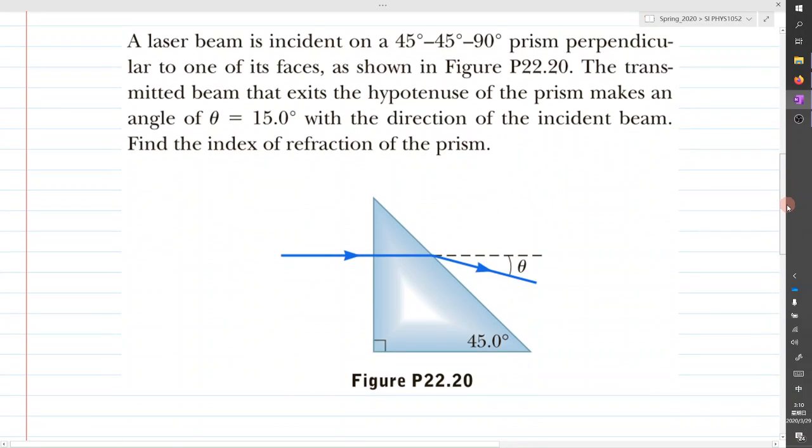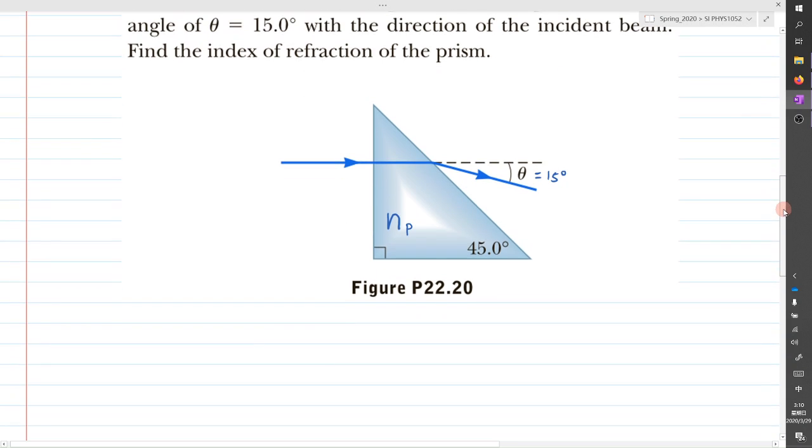With that being said, let's move into our sample problems. A laser beam is incident on a 45-45-90 prism perpendicular to one of its faces, as shown in the figure. The transmitted beam that exits the hypotenuse of the prism makes an angle of theta equals 15 degrees with the direction of the incident beam. Find the index of refraction of the prism.